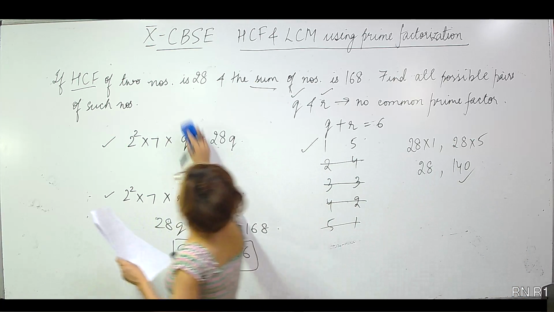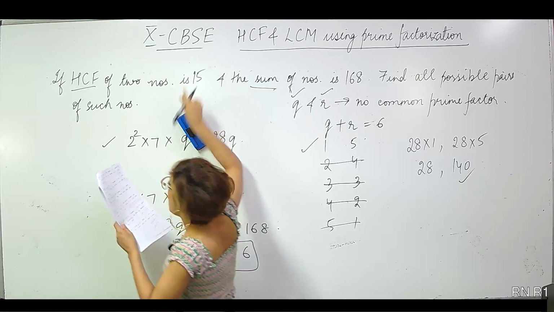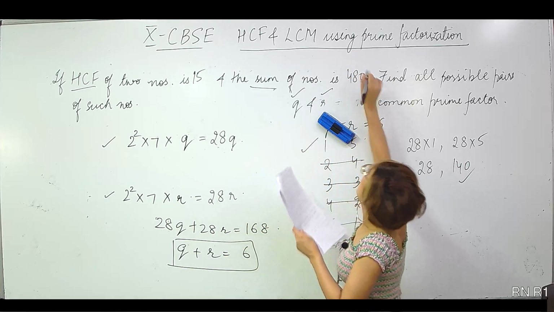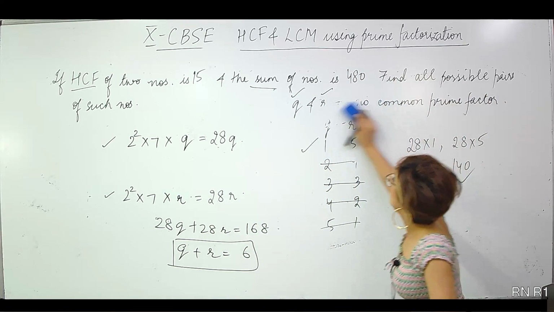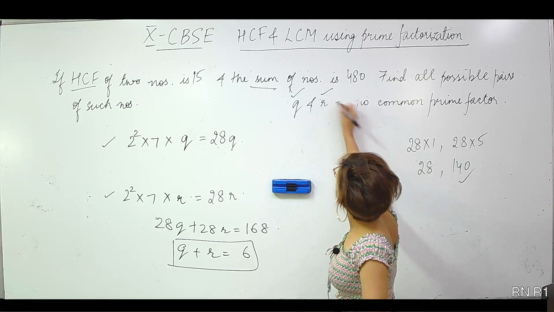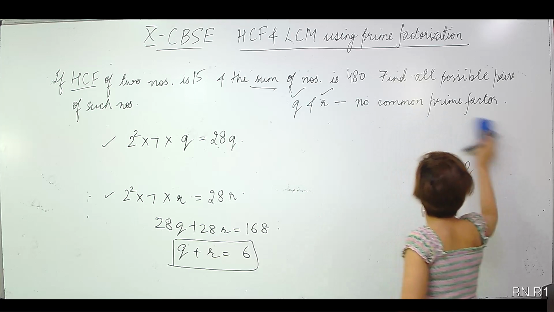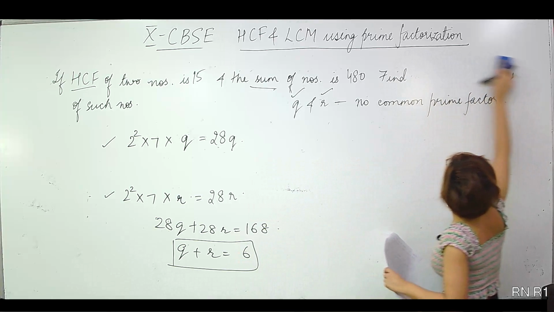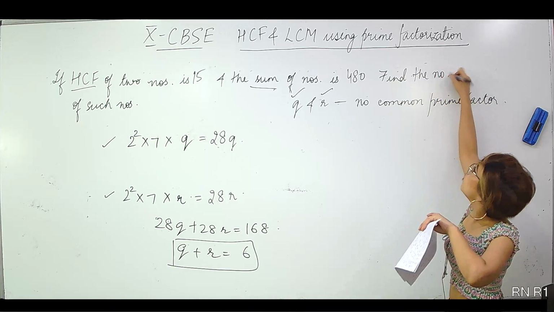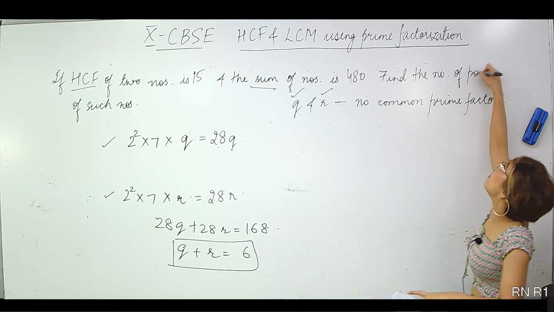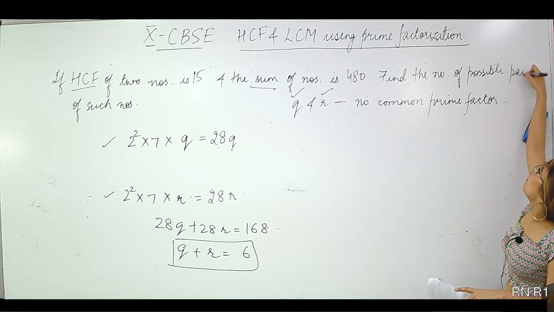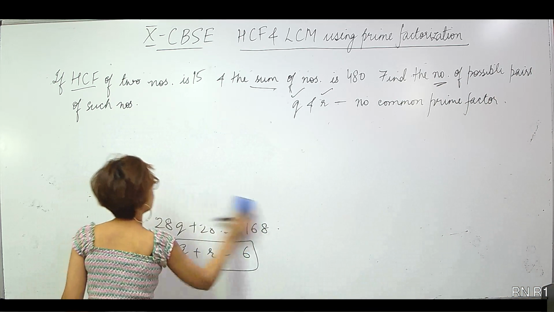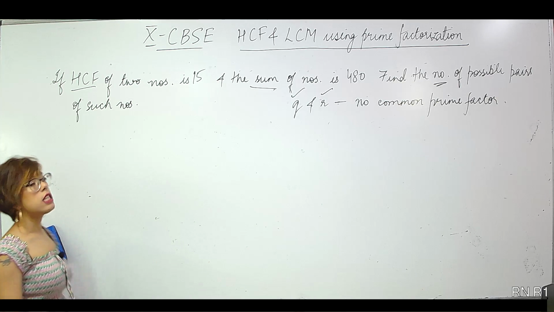If HCF of two numbers is 15 and the sum of the two numbers is 480, find all possible pairs of numbers. I think we know what to do. In fact, find the number of possible pairs of such numbers. Just the number. How many are these? Right, I think sufficient time.